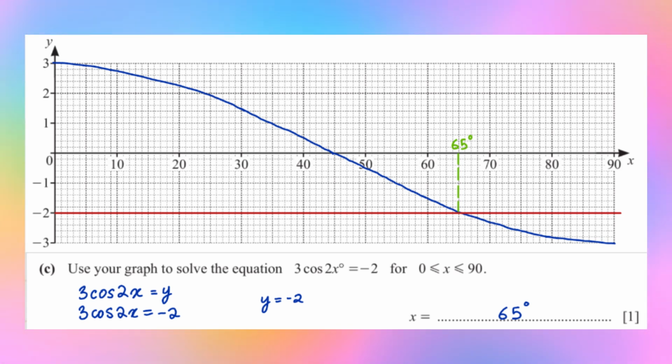Now, we have to find the x-coordinate of the point of intersection of the red line and the graph of 3 times the cosine of 2x. As you can see, this is the point of intersection, and I've drawn a green line from this point to the x-axis to show the x-coordinate of this point. The x-coordinate of this point is 65. Therefore, the answer is x equals 65 degrees.